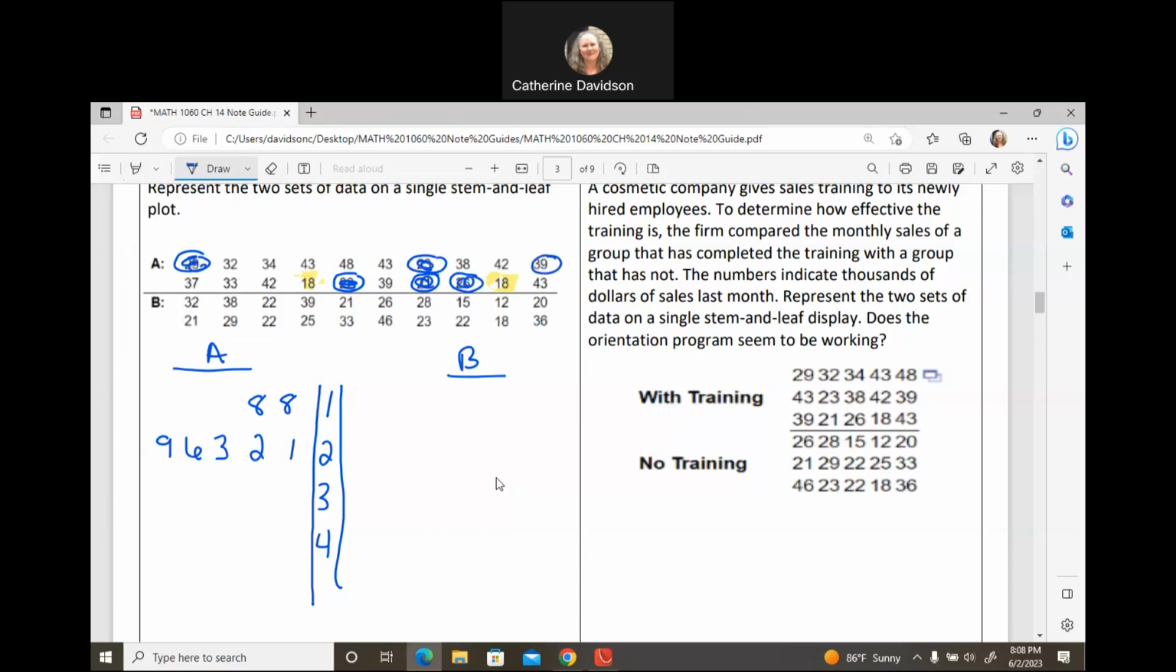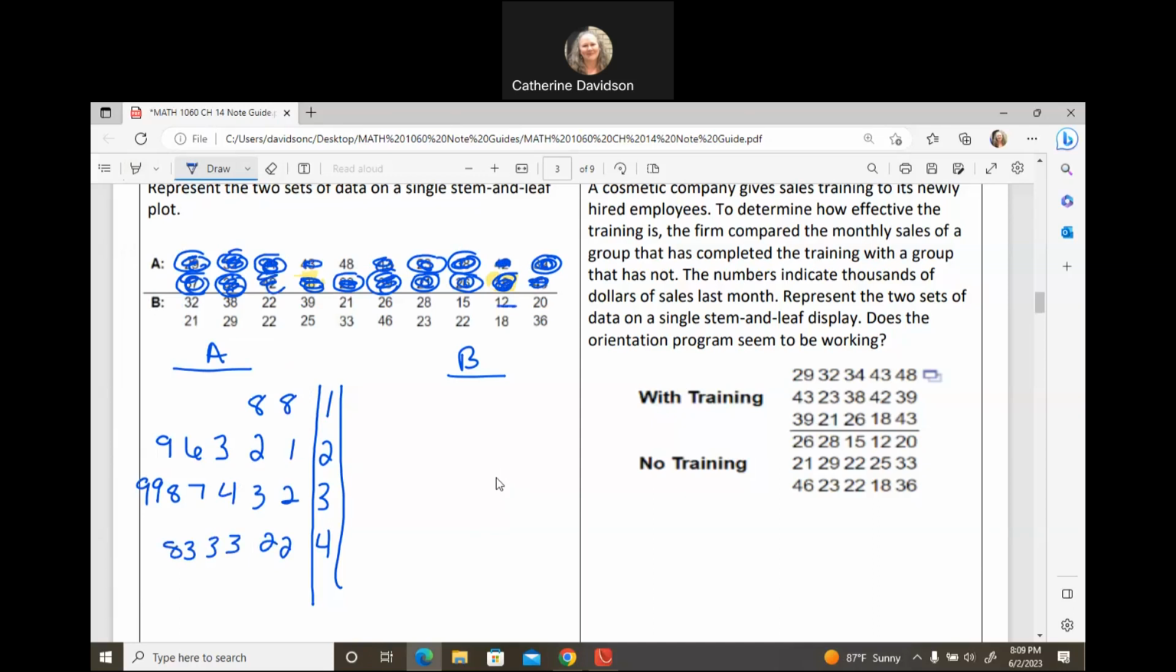Then we need to do 30s. The smallest 30 we have is 32. It appears once. We have 33, 34, 37, 38, and then 39 appears twice. Then we're left with the 40s. The smallest we have are two 42s, three 43s, and one 48.